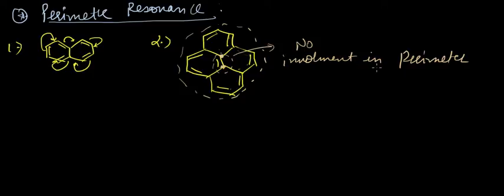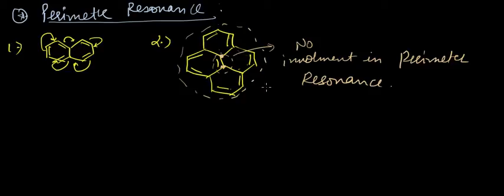Okay, not involved in perimeter resonance. So I hope you get the point of the perimeter resonance concept. So now we will be comparing rate of reaction. Okay, so let us first discuss the rate of reaction of certain compounds with AgNO3.